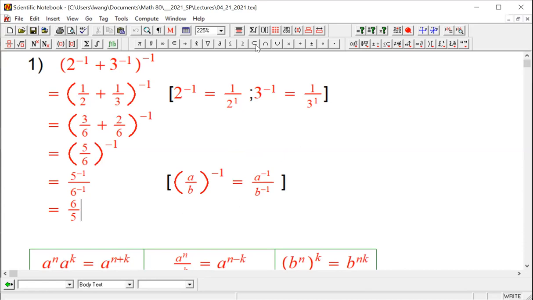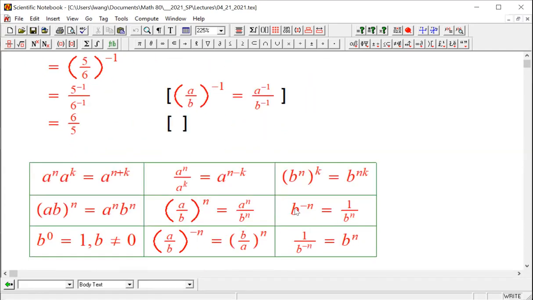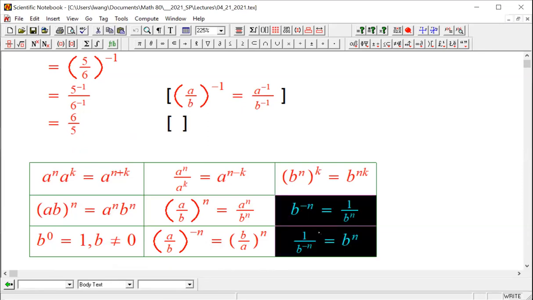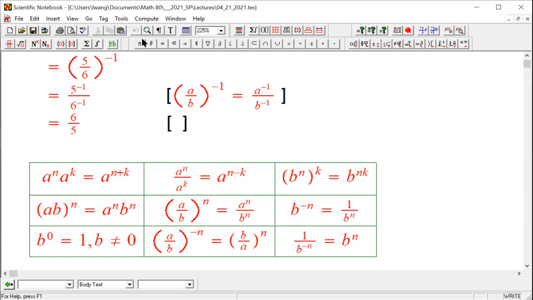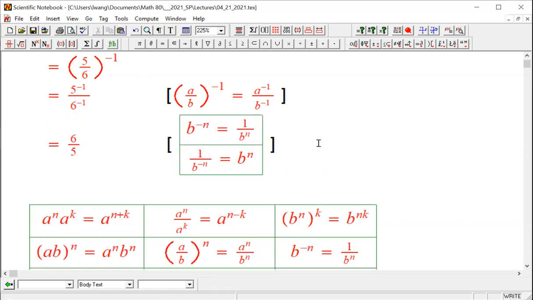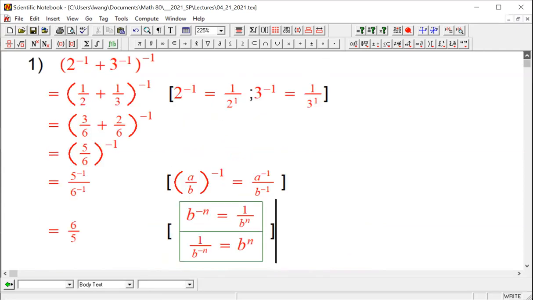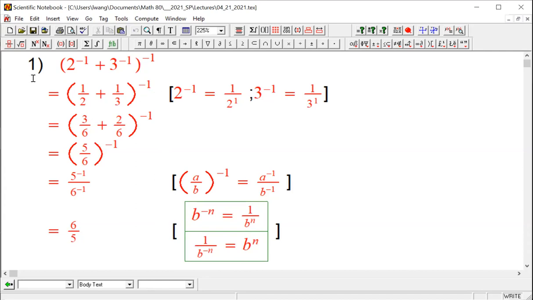Where we have just applied which property? This one, these two, right? We applied these two properties. So for the whole question, you can see we cannot apply a property immediately, but we apply some of the properties individually in some minor steps. Did you guys write it down? Please take your time to think about these steps.